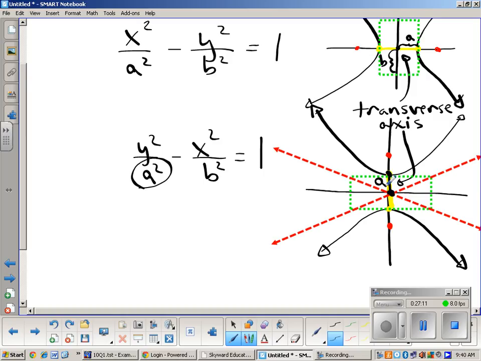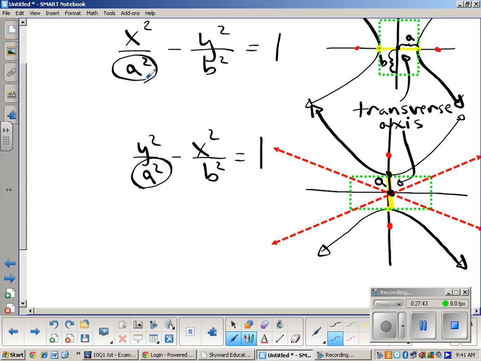Can I call that rectangle a box? Are you okay with that? That's what I mean. The center of the rectangle to the vertex is always A. It might be up and down, it might be left and right, depending on whether A is under the y squared or under the x squared. If it's under the y squared, then that A value is going to be up and down. If it's under the x squared, like we had here, then that A value is left and right. Okay?